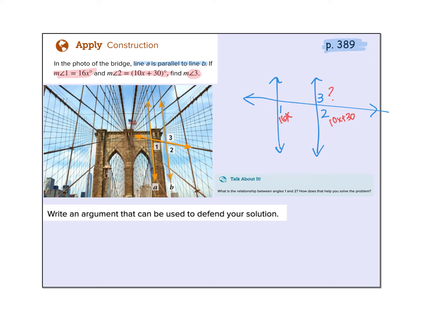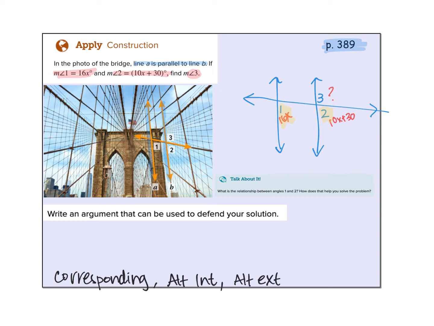All right, we're going to have to use a lot of things that we know to solve this problem. So first thing I'm going to think, okay, if I look at angle 1 and angle 2, I want to know what kind of angles are they. So think about the type of angles we learned this lesson. Are they corresponding? Are they alternate interior, or are they alternate exterior?